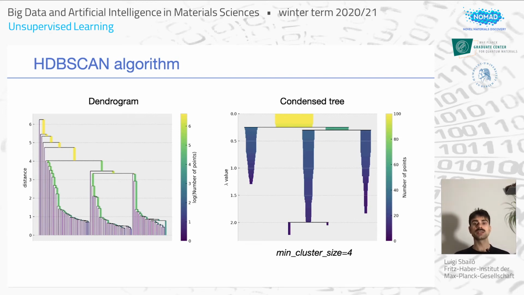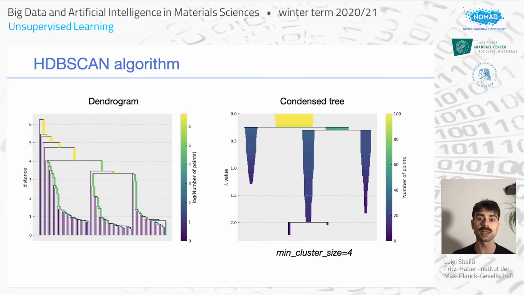This uses the only parameter, at least the only relevant parameter of HDBSCAN, which says that the minimum cluster size is, in this case, we give it a 4. So we say a cluster should be at least of 4 elements, which is also quite an intuitive parameter to give. And so let's see what the condensed tree is.